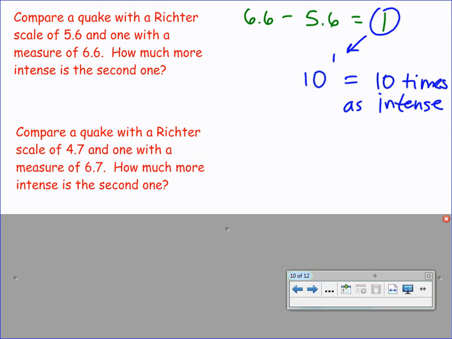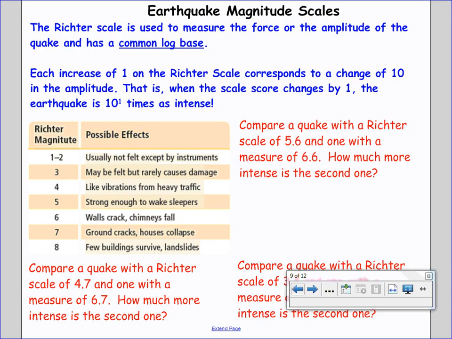Consider the difference between a 6.7 earthquake and a 4.7 earthquake. Recall on our scale, a 4.7 is like vibrations from heavy traffic. So you can feel that if you're walking underneath an underpass, right? You can feel the vibrations from traffic. Well, that's a lot different than 6.7. 6.7 is where the walls are cracking and chimneys are falling down. So that's a big difference. But it's only 2 apart.